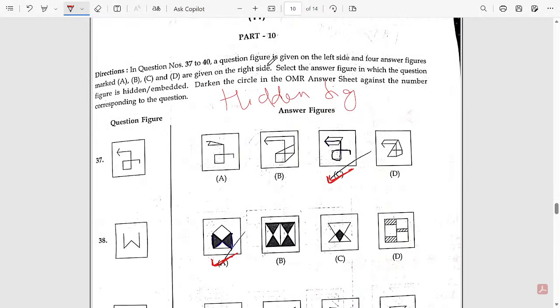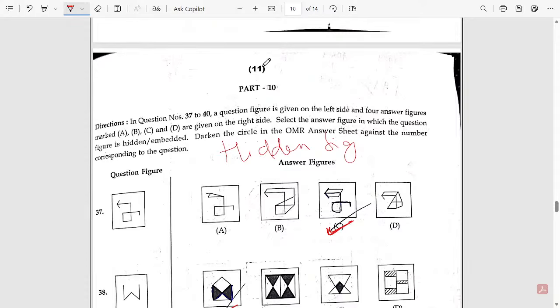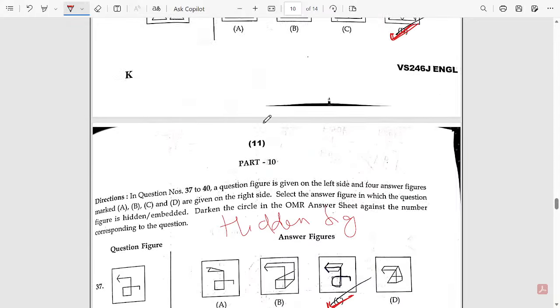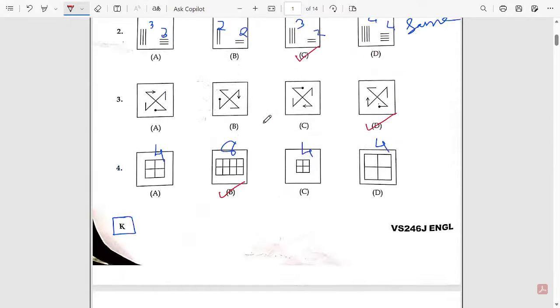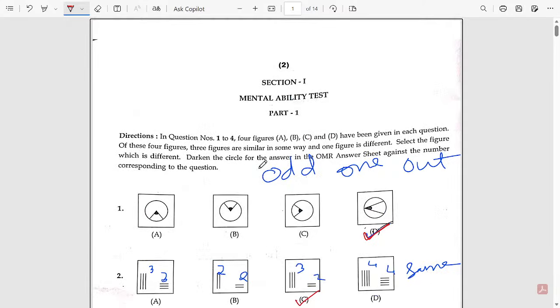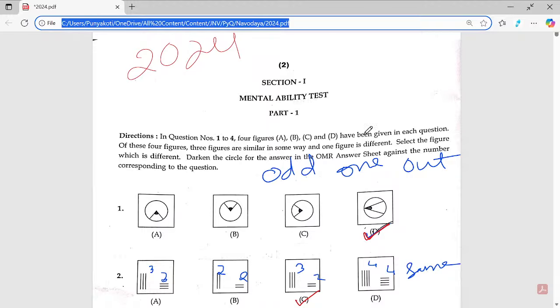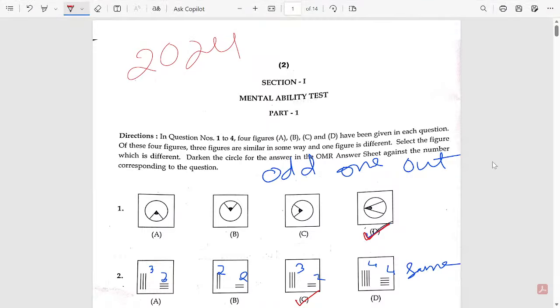So how many parts will there be? There will be 10 parts for the mental ability. We saw all the 10 parts and their solutions. This is the question paper for 2024. Very easy, right? Will everyone be able to do all the questions?